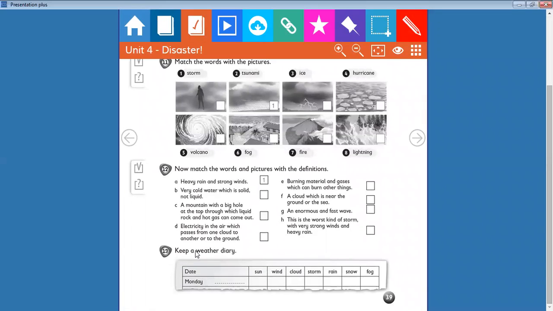All right. Now let's move to the next one. Keep a weather diary. If you want to make a weather diary in your copybooks, you put the dates, Monday and the dates, and you tick how the weather is: sun, wind, cloud, storm, rain, snow, fog, etc. Okay?